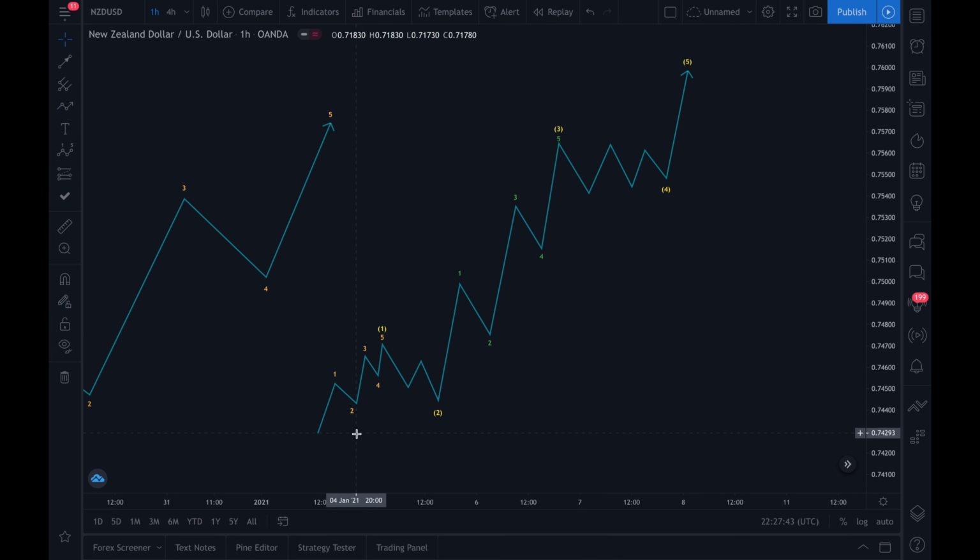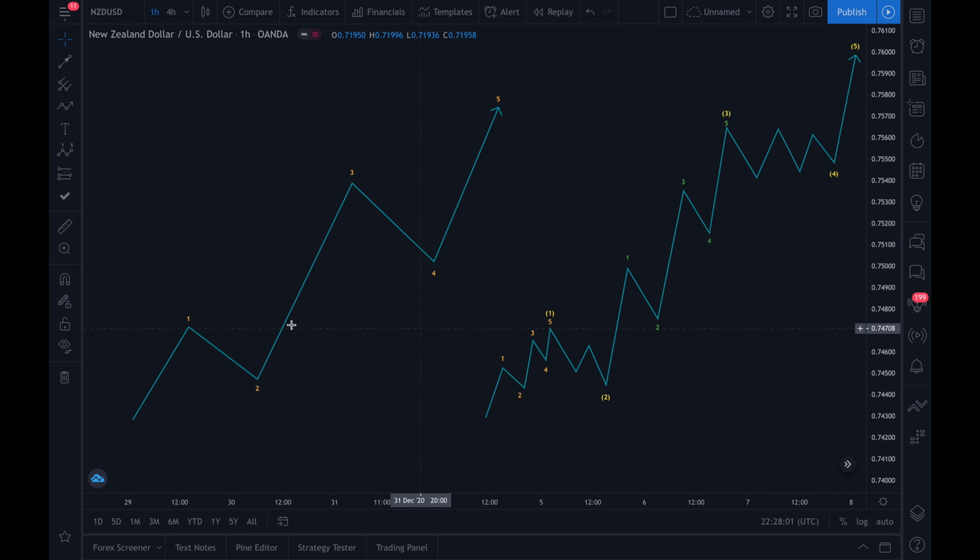Now, we only trade after wave 2. If we see wave 1 done, no, we don't get in. That's not how we trade. So our price point will be when wave 2 completes. How will we know that wave 2 is completed? Well, this is what we're going to move on to now.